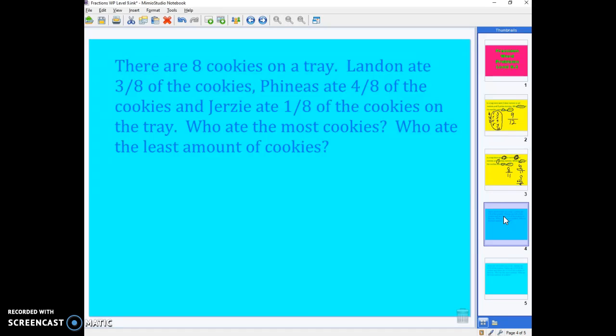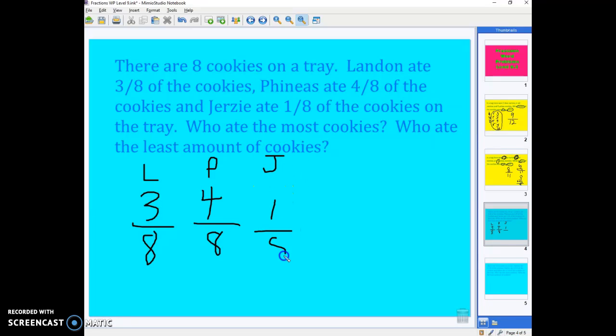Let's take a look at this problem. So there are 8 cookies on a tray. Landon ate 3/8 of the cookies, Phineas ate 4/8 of the cookies, and Jersey ate 1/8 of the cookies on the tray. Who ate the most cookies? And who ate the least amount of cookies? Okay, so I've got Landon who ate 3/8, and I've got Phineas who ate 4/8, and I've got Jersey who ate 1/8 of these cookies. We've got 8 total, so we get that number there, and then these fractions are already laid out for us.